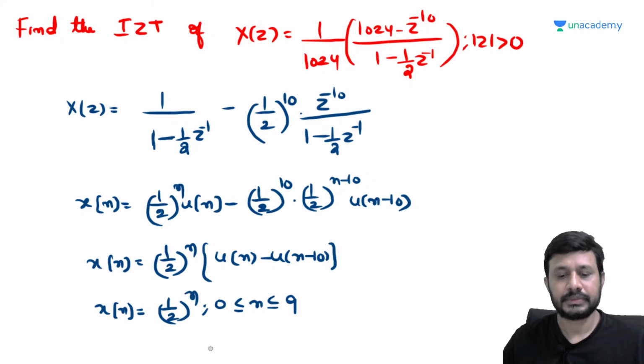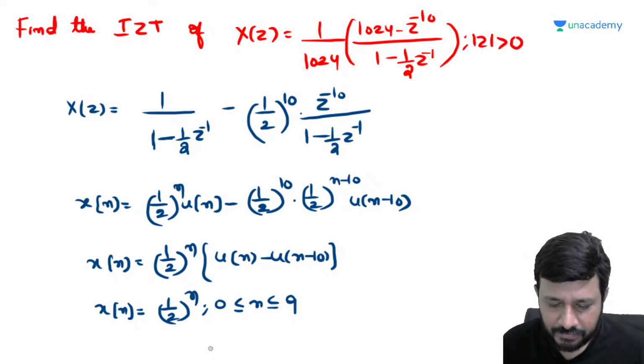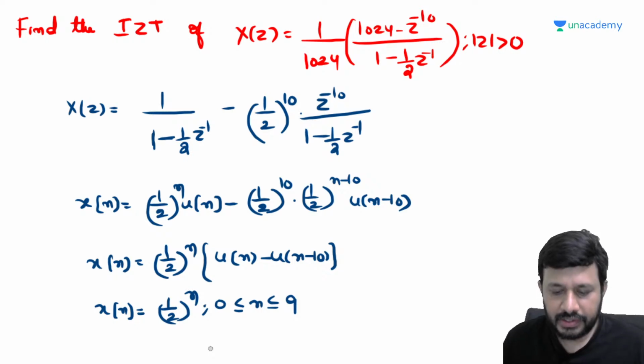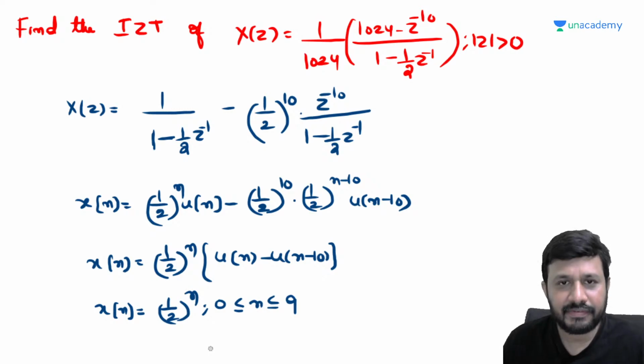Completed? See, you may get one doubt here. See, yes, typing becomes difficult. Now you may get one doubt. You must get one doubt here.